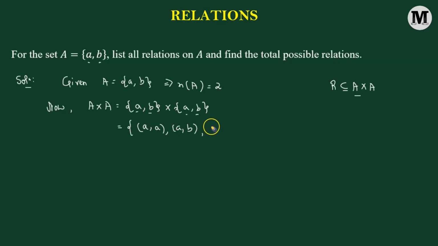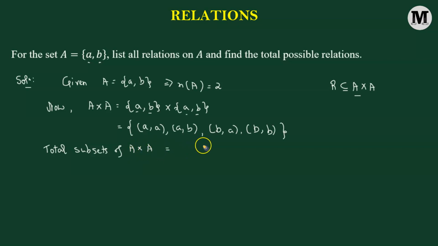Next, we pick the second element from the first set A and form an ordered pair with each of the two elements of the second set. So we have (b, a) and (b, b). So here we have obtained a total of 4 ordered pairs. This is the Cartesian product of the set A with itself. Now the question is, what is the total number of relations? Well, first, what is the total number of subsets of the Cartesian product of A with itself?